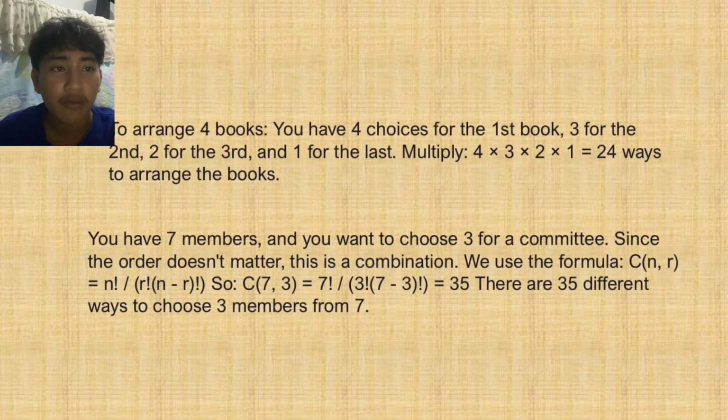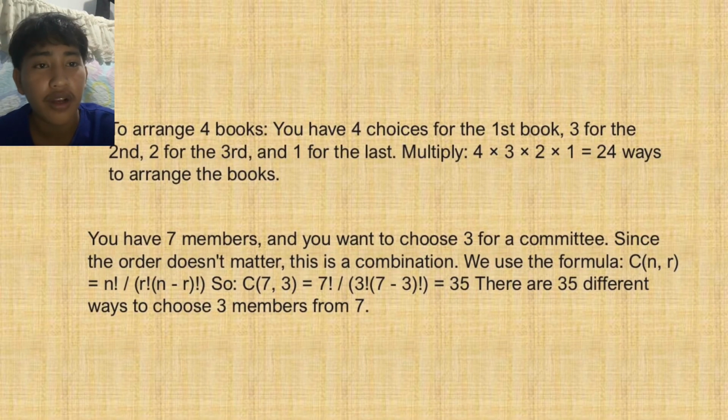To arrange 4 books, you have 4 choices for the first book, 3 for the second, 2 for the third, and 1 for the last. Multiply 4 times 3 times 2 times 1, which is equal to 24 ways to arrange the books.